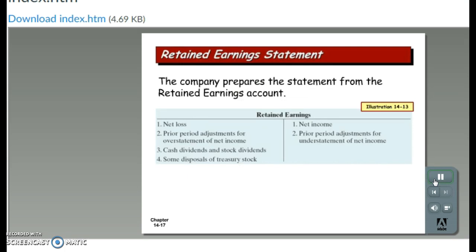To summarize activity that affects the retained earnings account, let's first look at the debits to retained earnings. Debits reduce retained earnings. Activity that reduces retained earnings includes net loss, prior period adjustments for overstatement of net income, both cash and stock dividends reduce retained earnings, and some disposals of treasury stock cause retained earnings to be debited. On the credit side of the retained earnings T account are amounts that increase retained earnings. Net income and prior period adjustments for understatement of net income are credited to retained earnings.